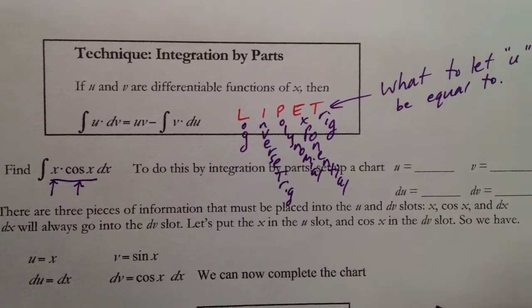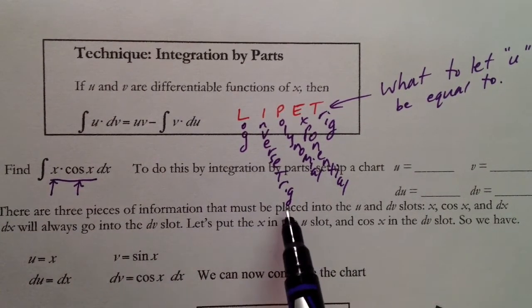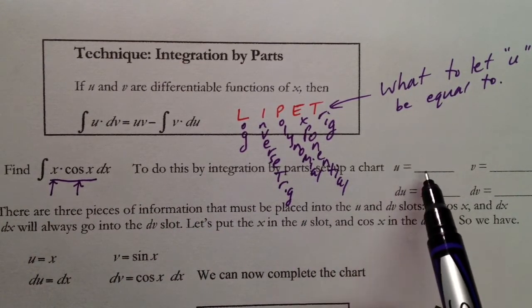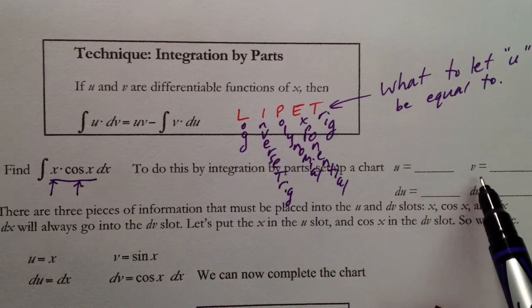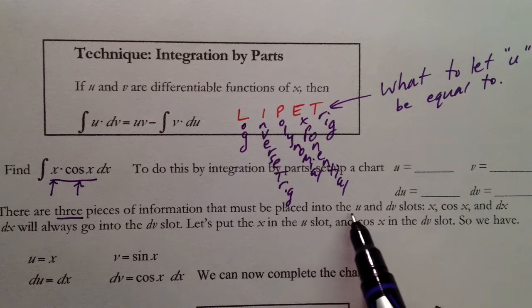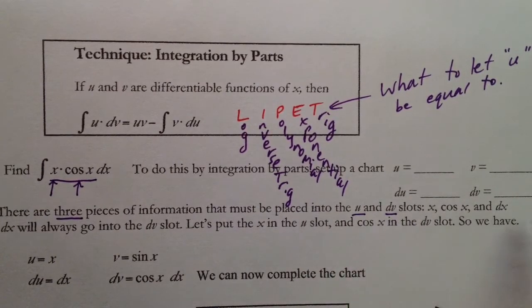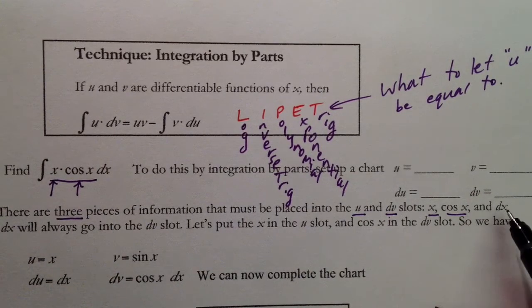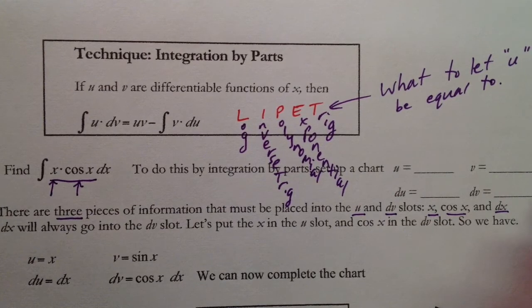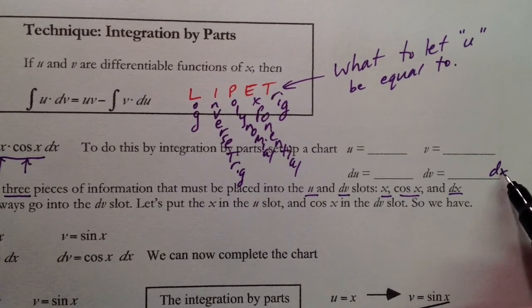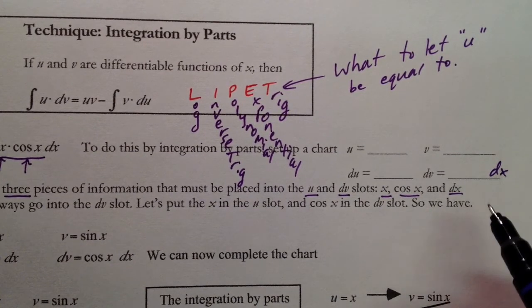Okay, so if you read this down here, we're trying to use integration by parts to set up a chart here, and we have a u, du here and a v, dv. What does this mean? There are three pieces of information that must be placed into the u and the dv slots. We've got an x, we've got a cosine x for this particular example, and we have a dx. The dx is always going to go in the dv slot. Let me put that so you can see it. So the dx is always going to be right there. Okay, let's put the x.